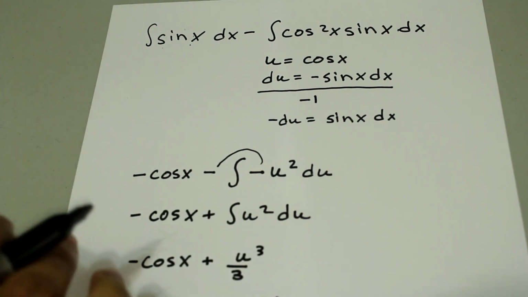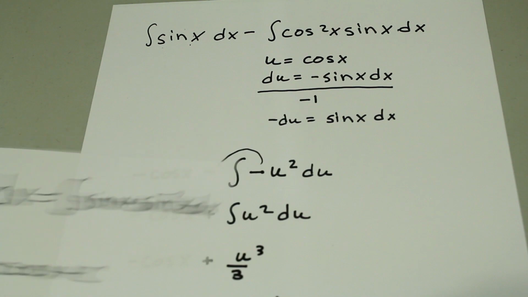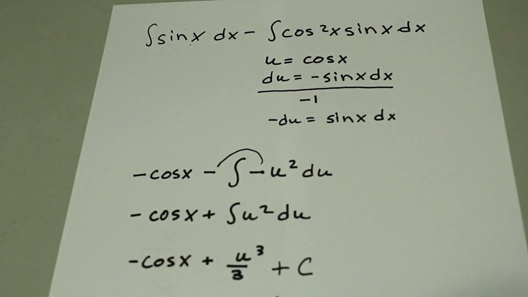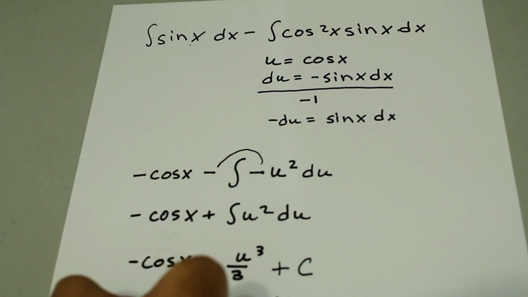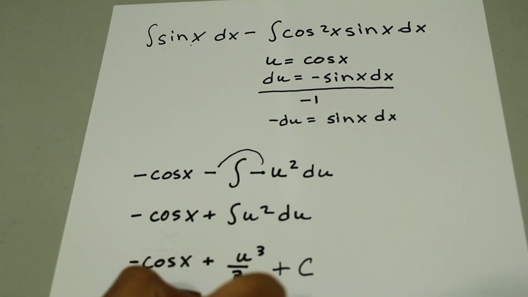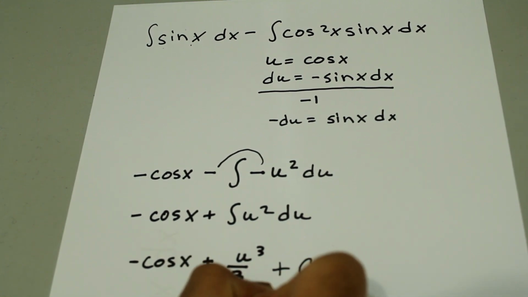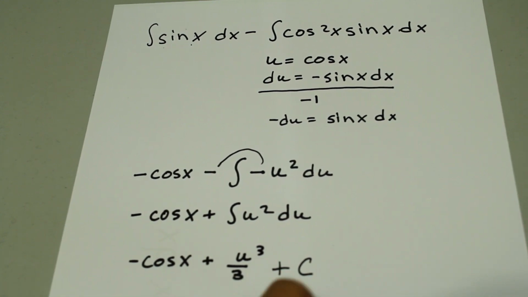And since the original problem was an indefinite integral, don't forget the plus c. Now just substitute in the u with cosine x, and this just becomes negative cosine x plus cosine cubed x divided by 3 plus c.